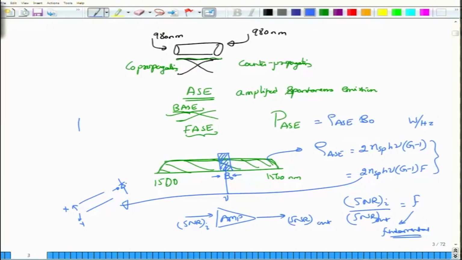However, if you are asked what is the total noise power or the spectral density per polarization, which will be denoted by SP, which stands for single polarization, in that case you drop the factor of 2. In that case you simply have N_SP h nu (G minus 1), or N_SP h nu (G minus 1) into F. The bandwidth of course is given by whatever the filter bandwidth that you use.